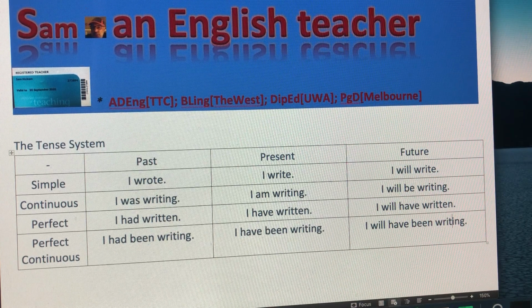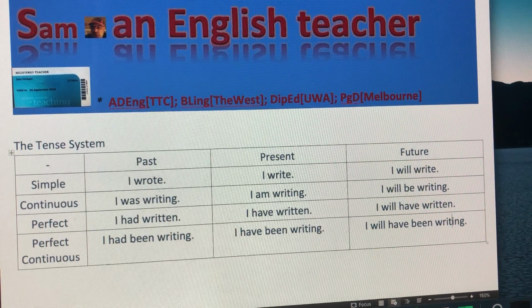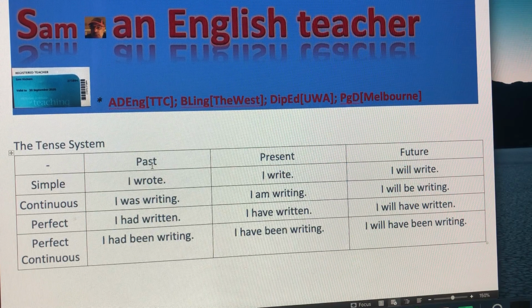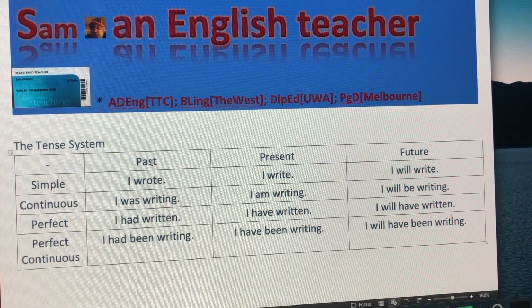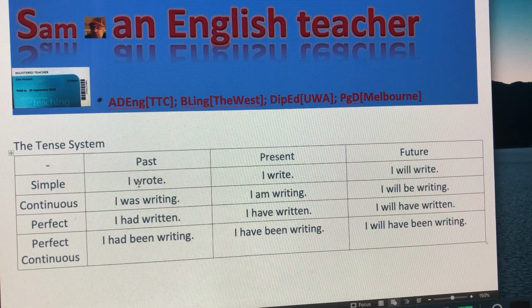Okay, now when we talk about tense, first we say there are 12 tenses. Yeah, I know that there are 3 categories of past, present, and future. But when we count them, 4 under each, we'll have 12 tenses altogether.